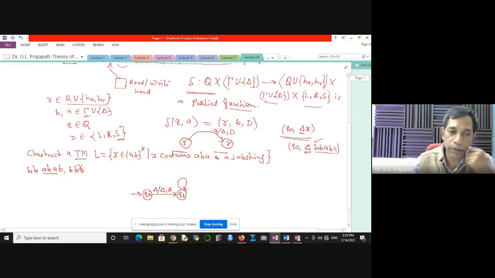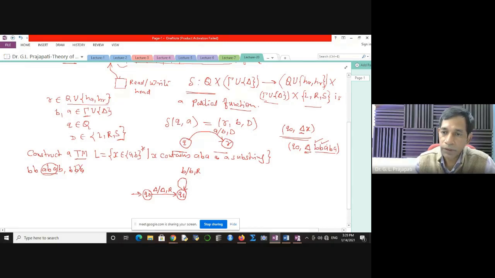ABA, whether ABA is there or not. So you are just searching the pattern ABA. So you are interested in the ABA. If the input is B, meaning the tape symbol contains B, replace B with B and go to the R. Once you go to the R, then you are at the next square. It is B, then again you have the B, replace with B and go to the R.